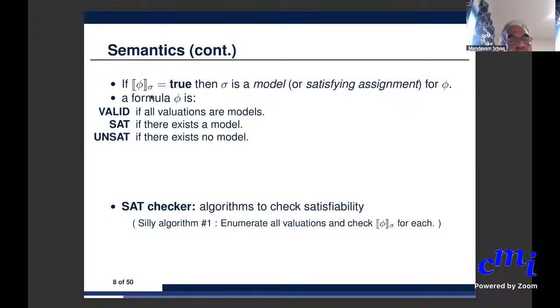Yeah. So, for any given valuation sigma that assigns truth values for the propositional variables in the formula phi, those valuations that make the formula go to true, such a valuation sigma is called a model or a satisfying assignment for phi. And these are the three important.